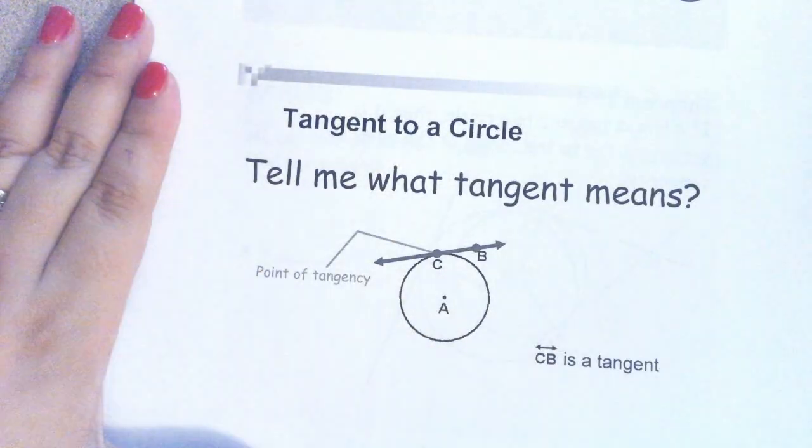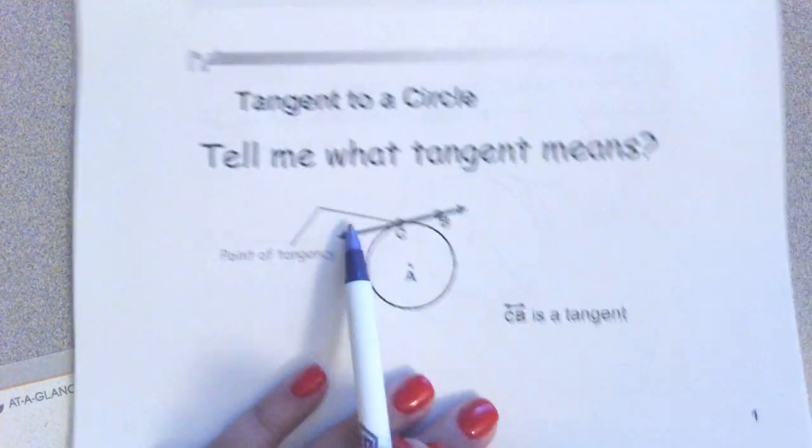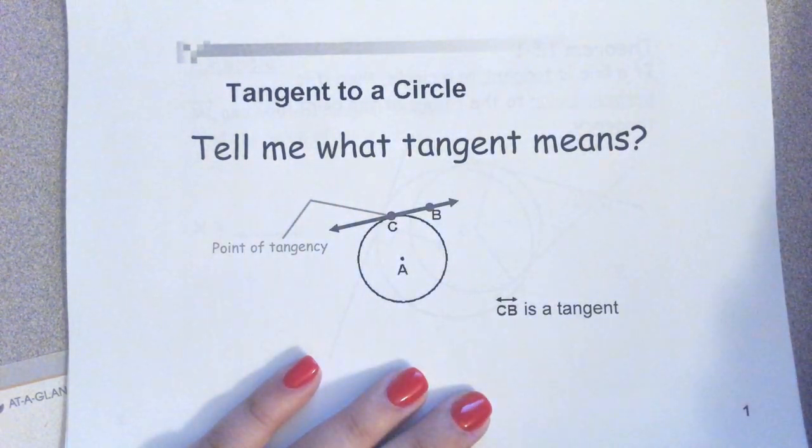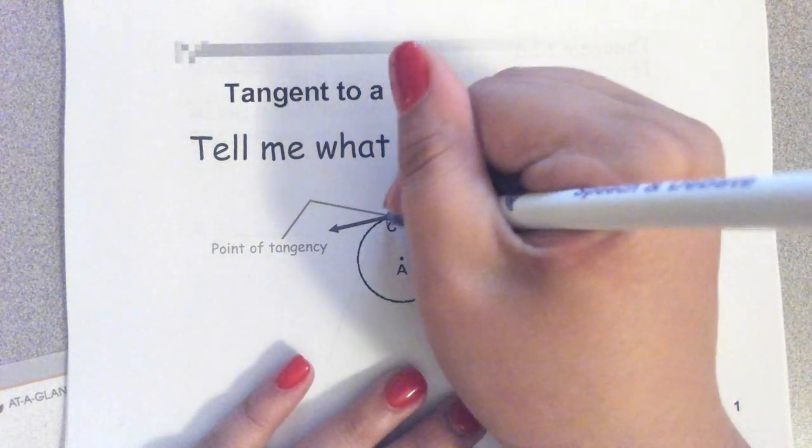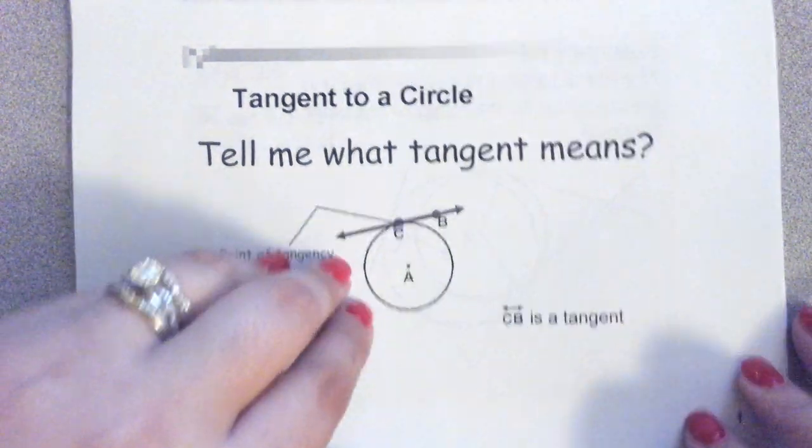So the first thing, tangent lines, there were only three things you should have learned. First thing you need to know is that tangent means that it only touches the circle one time. And that point is called the point of tangency.